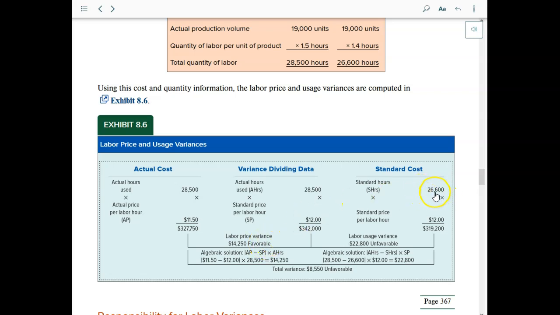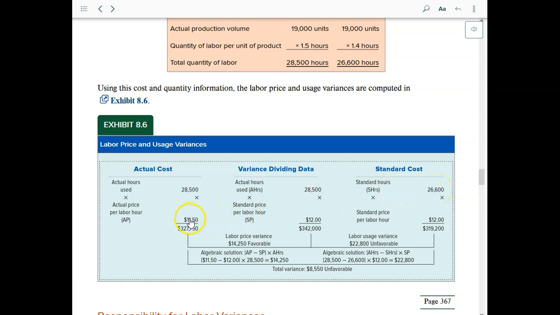How many hours should we have used? We should have used 26.6 from up here, based on our standards. We used 28.5. So the only difference again between this column and this column will be the usage, in this case hours. Using the same standard price per hour here, 12 and 12. So the difference is usage of hours, so we have a labor usage variance. Okay? It's unfavorable because we used more hours than we should have at that level of activity.